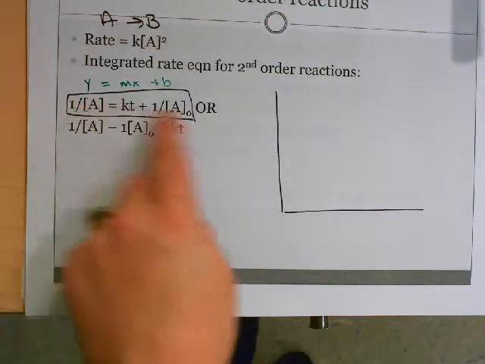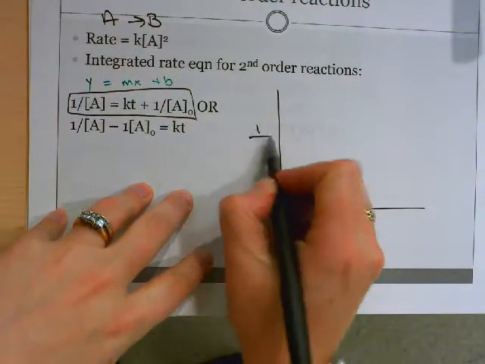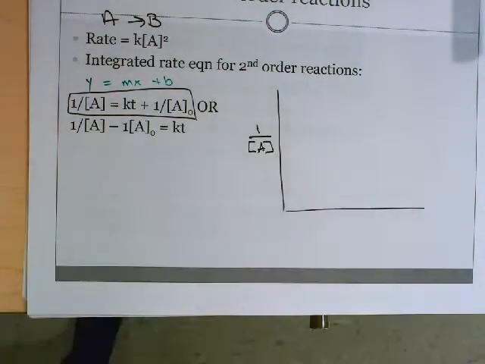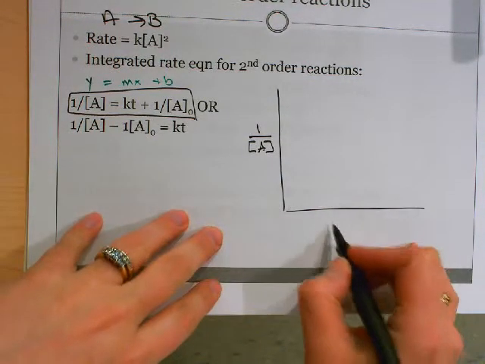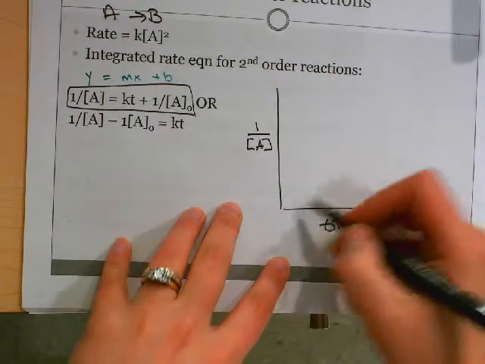So if my second order rate equation is written that way, what goes on the y-axis? Yeah, 1 over A. Then what should I put on the x-axis? Yeah, time. What variable tells me about slope? K, and is K a positive or a negative in this case? Positive, so does the slope go up to the right or down to the right? It's going to go up.